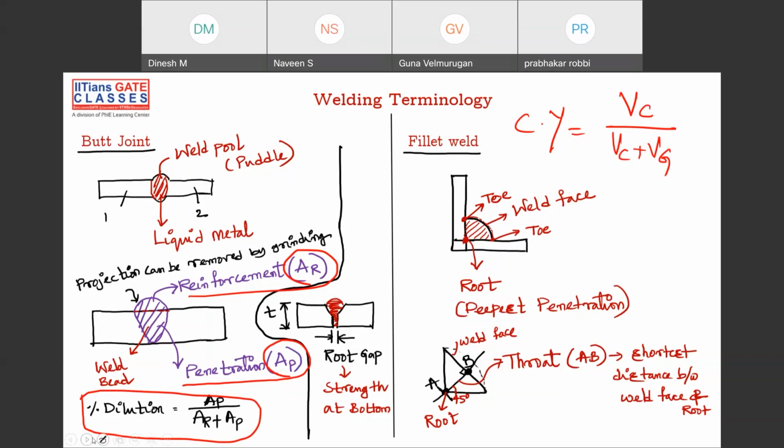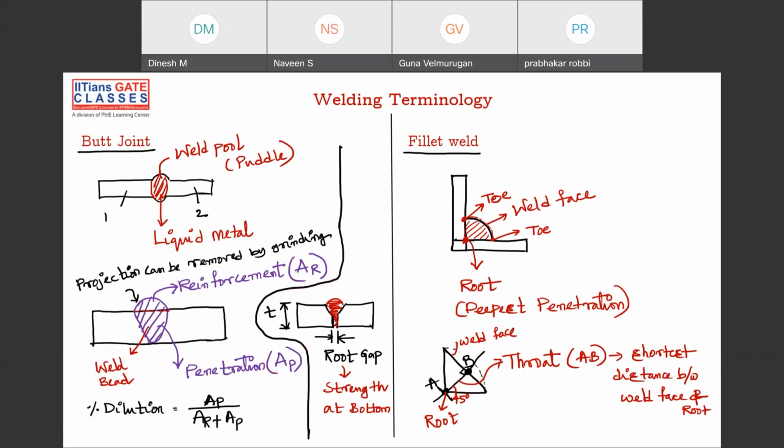In a similar way, here also dilution is similar to casting yield. The area of penetration is what is important, right? You want only this, you don't want any reinforcement, but reinforcement will come. The area of reinforcement plus area of penetration is known as dilution. Fine. And coming to the geometrical terminology, this is the thickness of plate, obviously.